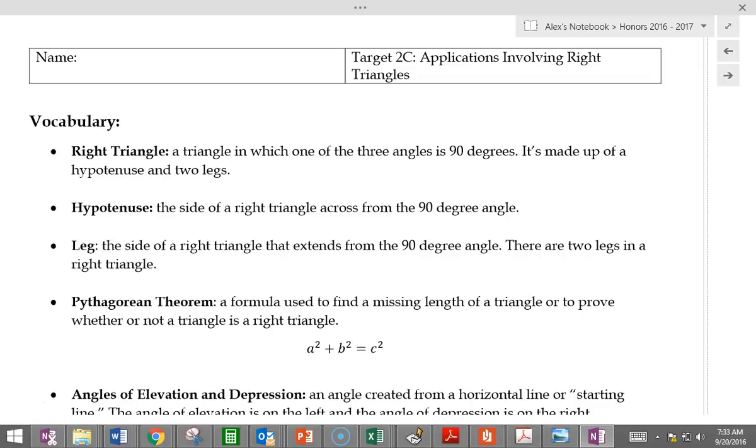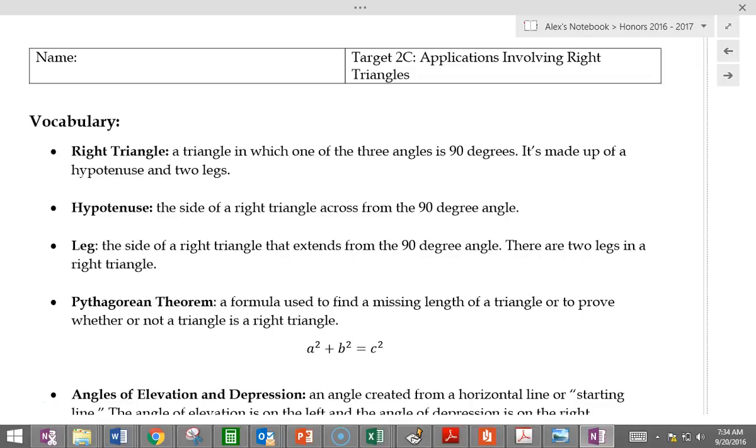Okay, so applications of right triangles is really just a lot of word problems. So there is a little bit of new vocabulary. A lot of it we've seen before, right? We're used to a right triangle. A right triangle is a triangle in which one of the three angles is 90 degrees, right? The big important thing, though, is the triangle has a hypotenuse and two legs. And again, we've looked at this already a little bit as well.